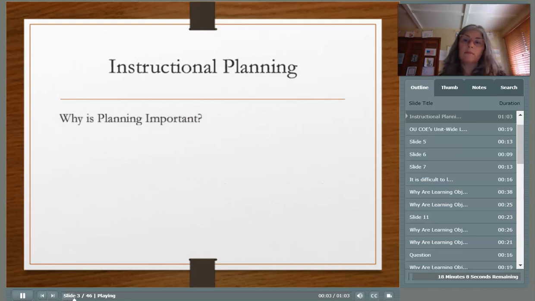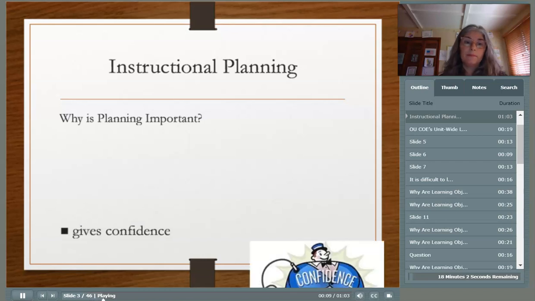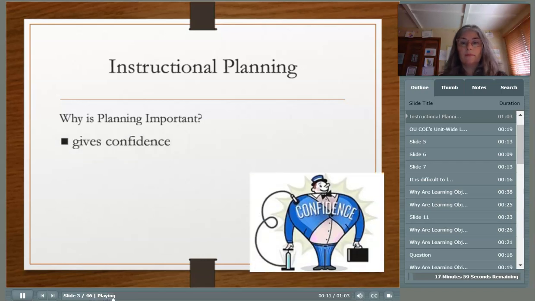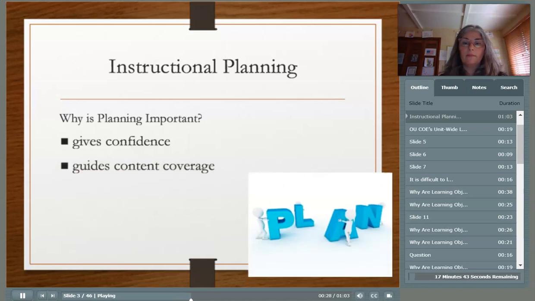Instructional planning is truly the behind-the-scenes part of teaching, and you're going to find that it is quite essential. Here are a couple of reasons why. First of all, it does provide a sense of confidence, especially if any of you have any anxiety in regards to public speaking or teaching in general. The more you plan, the more confident you're going to feel because you'll be more prepared.